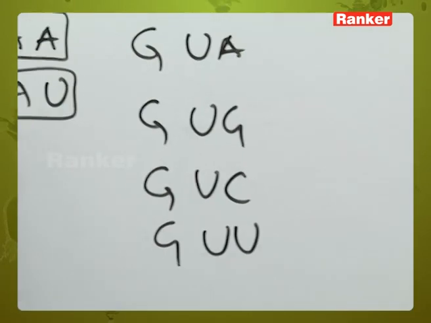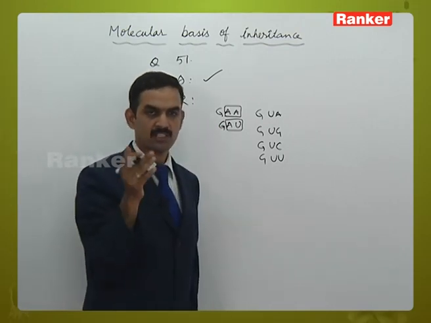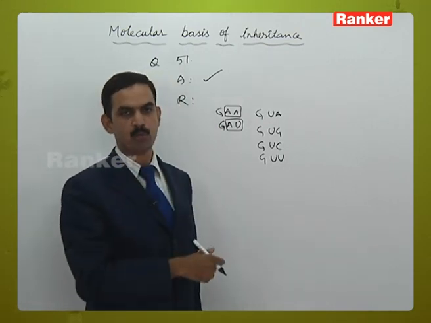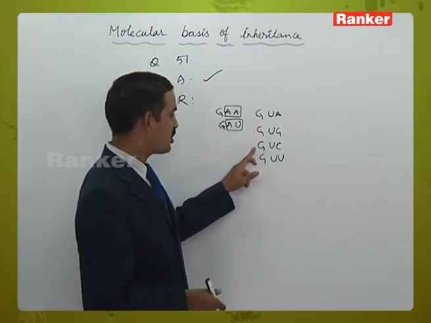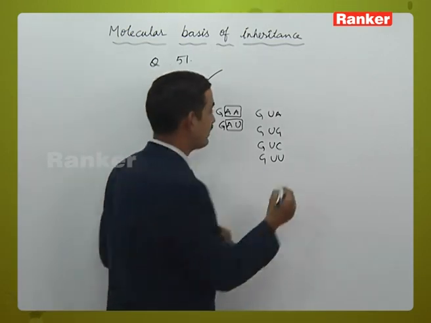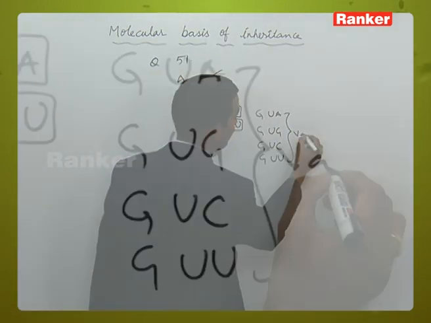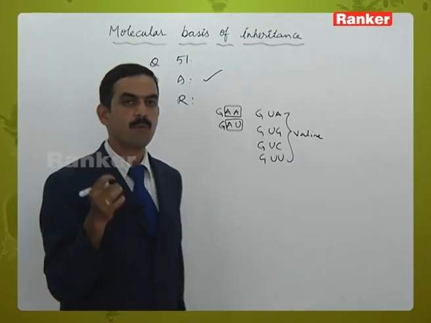That means when it is GAA or GAU, it should form glutamate. The glutamate amino acid has to be there in the protein chain. But when GUA, GUG, GUC or GUU, any one of them, is coming, at that point it should be valine, that is, valine is replacing the glutamate in the protein chain.